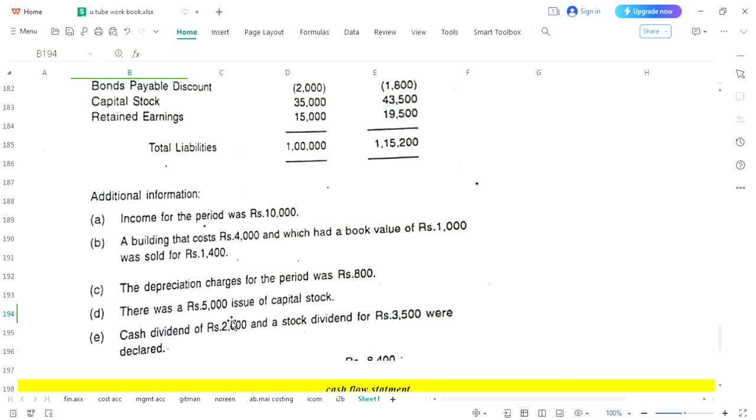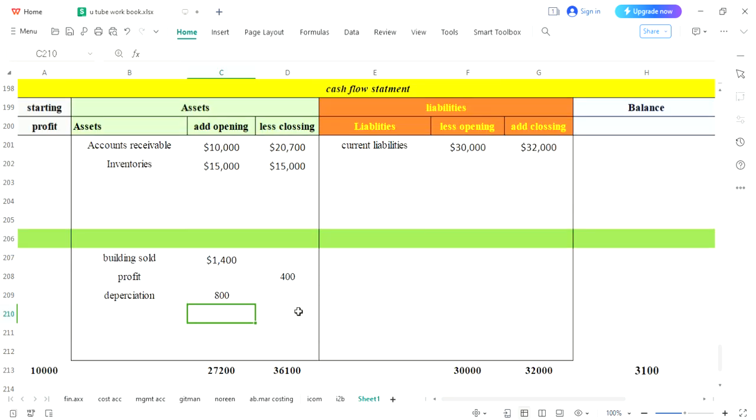Next, there was 5000 issue of capital. Entry of issue of capital is cash to capital. Cash debit, it means cash is increasing 5000. Since it is capital, capital liability increase is to be written over here because it's add. So how much capital? 5000. You will be writing in add column.